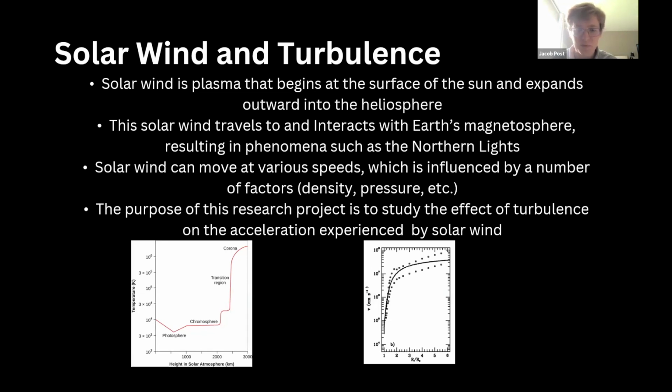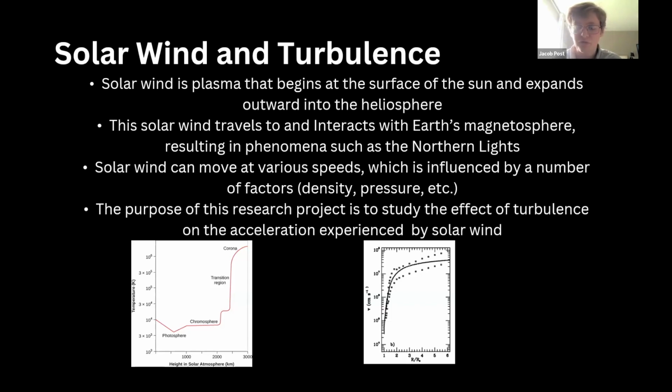experienced by solar wind. And that leads into the other figure, which shows the solar speed versus the heliocentric distance that the solar wind has traveled. You can see that initially there is a sudden increase of solar wind speed, and then over time it tapers off as it travels further away from the sun.